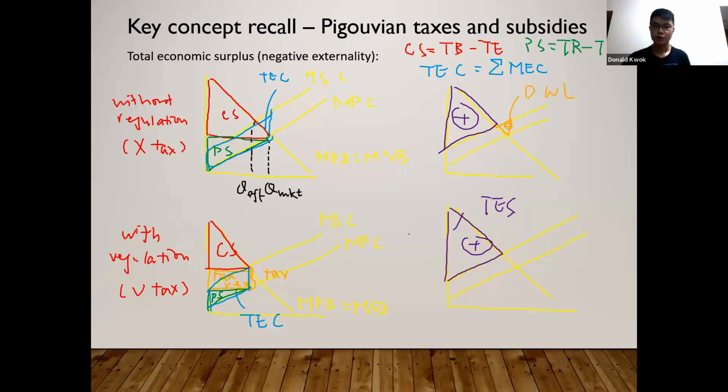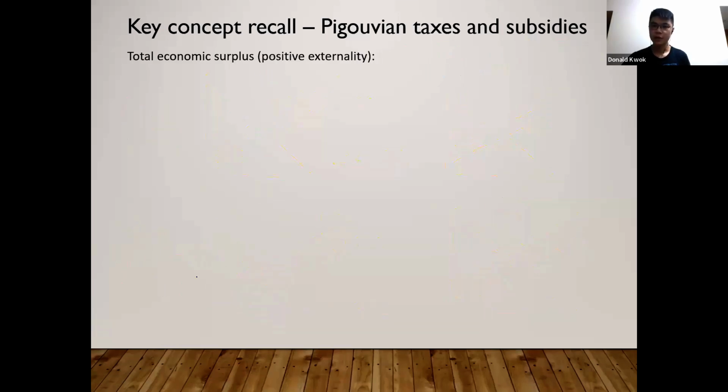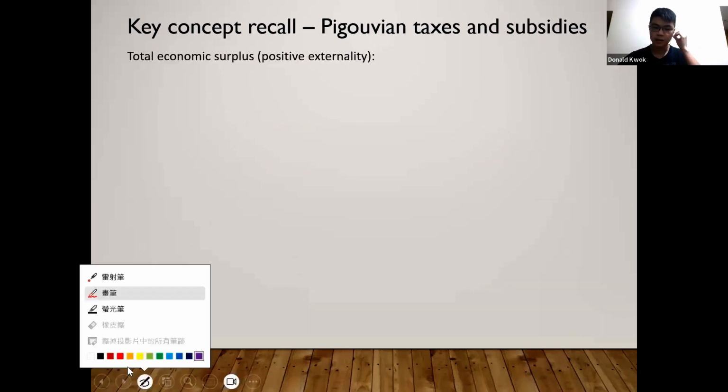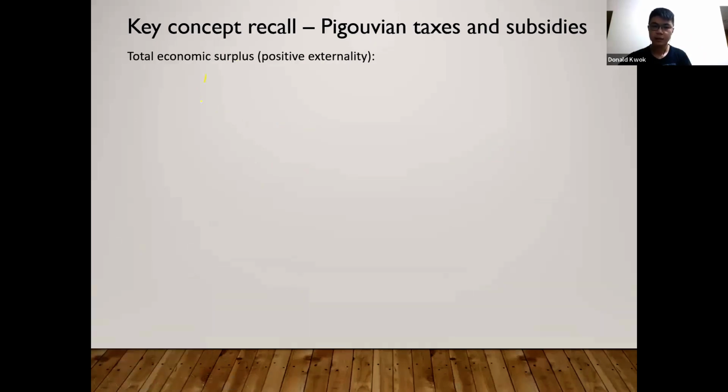And we'll move on to positive externality right now. So let's start with the case where there's no subsidy yet, okay, no regulation yet. And under positive externality, there'll be divergence between the two benefit curves. Okay, so we have two benefit curves here, marginal private benefit and marginal social benefit.